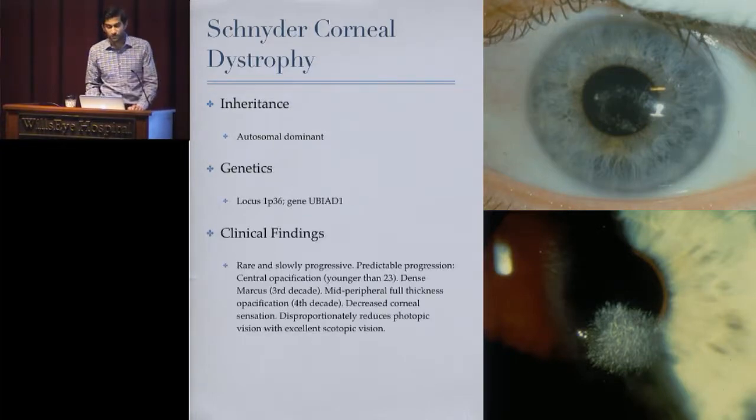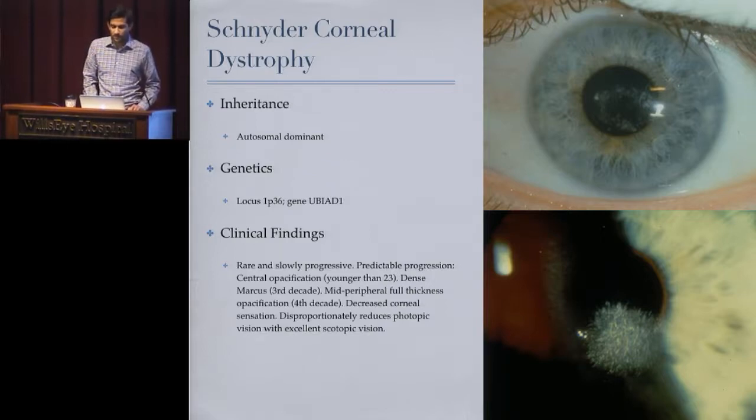All right, so this is rare. It's slowly progressive, and it kind of follows a predictable pattern. So when you're young, you get this central opacification. That's probably the top right there. And it'll get denser and denser, and by the time you get to the 3rd decade in life, so about the 20s, mid-20s, these patients will develop a dense arcus.